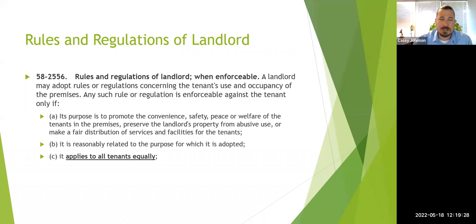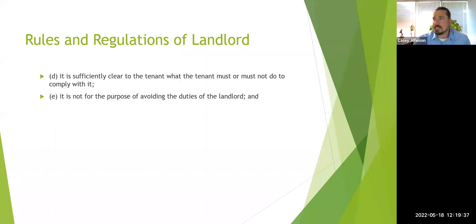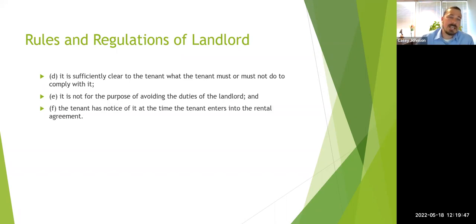They say, oh, well, your client needs to do this. And I'll say, is that a rule for all the tenants? No. Well, then it's not enforceable against my clients. It has to be sufficiently clear about what the tenant needs to do or not do. It can't be, again, to avoid the duties of the landlord. It can't say, oh, tenants need to make all the plumbing repairs and fix all the AC appliances. The tenant has to have notice of it when they enter into the rental agreement.